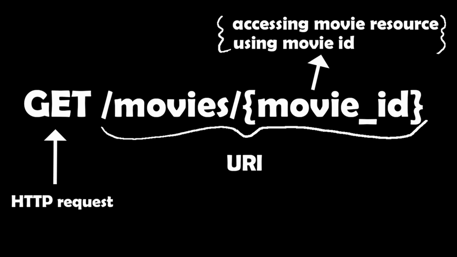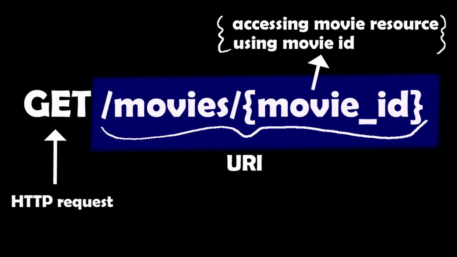For example, let's say we have the following URI, which is a GET request, which is a type of HTTP request. Now this URI is trying to get a particular movie, which is the resource, from the list of all movies using the movie ID, hence the /movies/movie ID. The second design principle is called client-server decoupling.